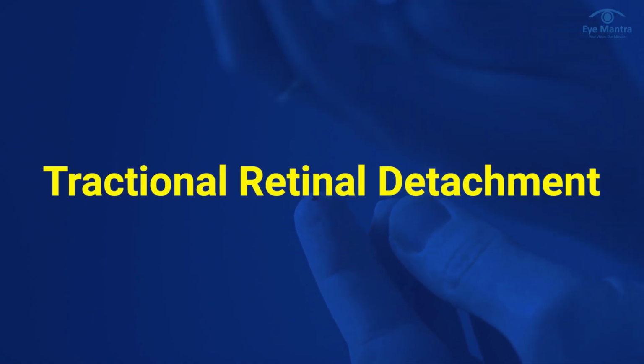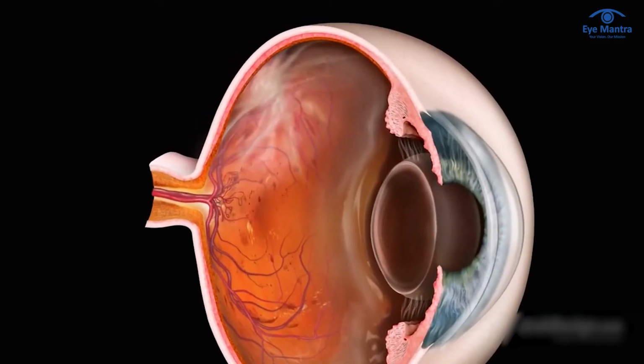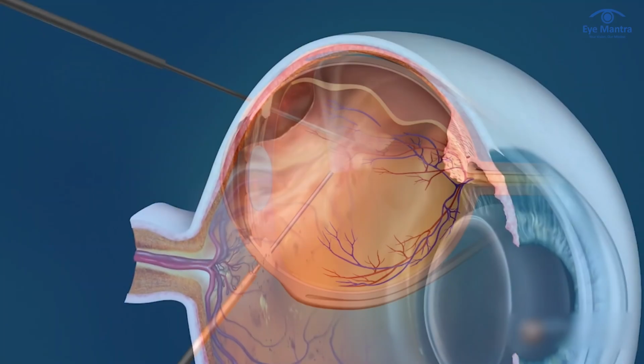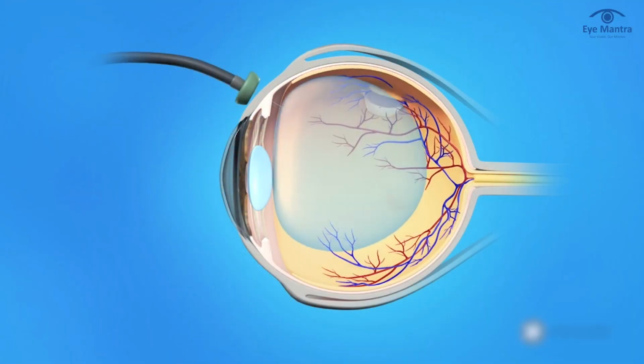The third and the final stage is tractional retinal detachment, which means the detachment of the retina. The new blood vessels formed in the proliferative diabetic retinopathy become weak and contract, causing the retina to pull off its place. Unfortunately, the treatment for this stage is only surgery, which is a major surgery, and it's difficult to predict how much vision will return after the surgery.